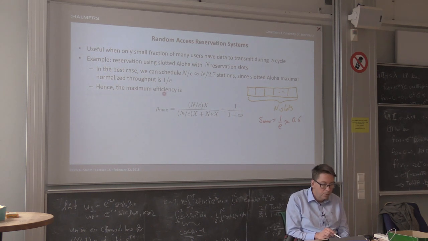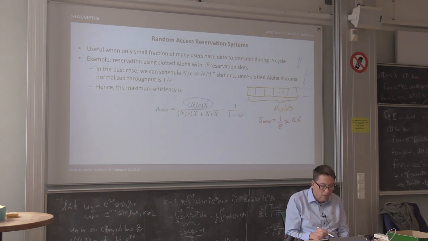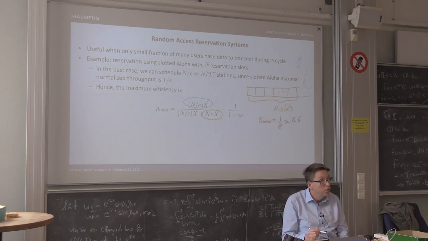And the maximum efficiency, what is that? Well, it's the data portion, which follows after this. The number of users we can schedule is N over e, so the data portion consists, in the best case, of N over e data slots. So N over e times x is the data portion, the blue part here. And then the reservation part is N times nu mini slots, which is N times nu times x. Simplifying that, we get rho max.